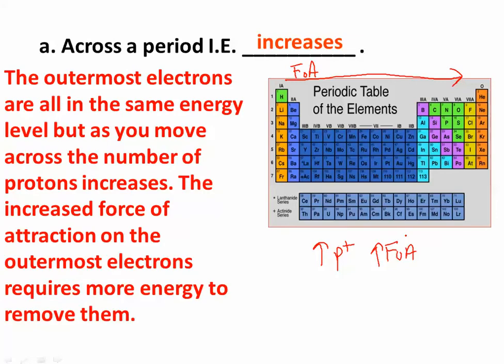All right? So across a period, the electrons are all in the same energy level, but as you move across, the number of protons increases. And the increased force of attraction on the outermost electrons requires more energy to remove them.